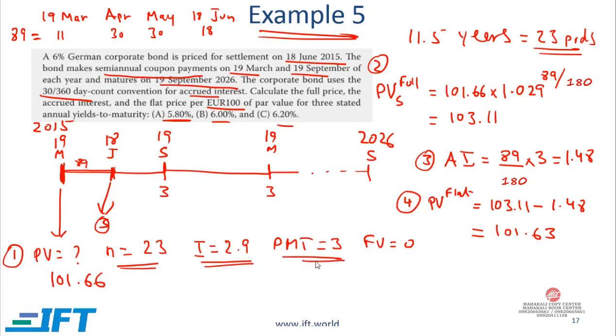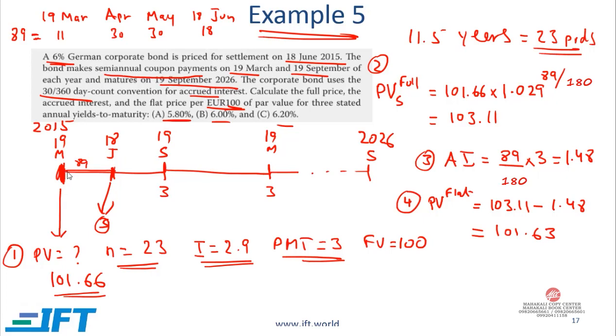The semi-annual coupon payment is 3 because the coupon rate is 6%, and the future value is 100. That is the par value based on which we are doing our calculations. Plug in the numbers and you will get a present value of 101.66. This is the present value over here.